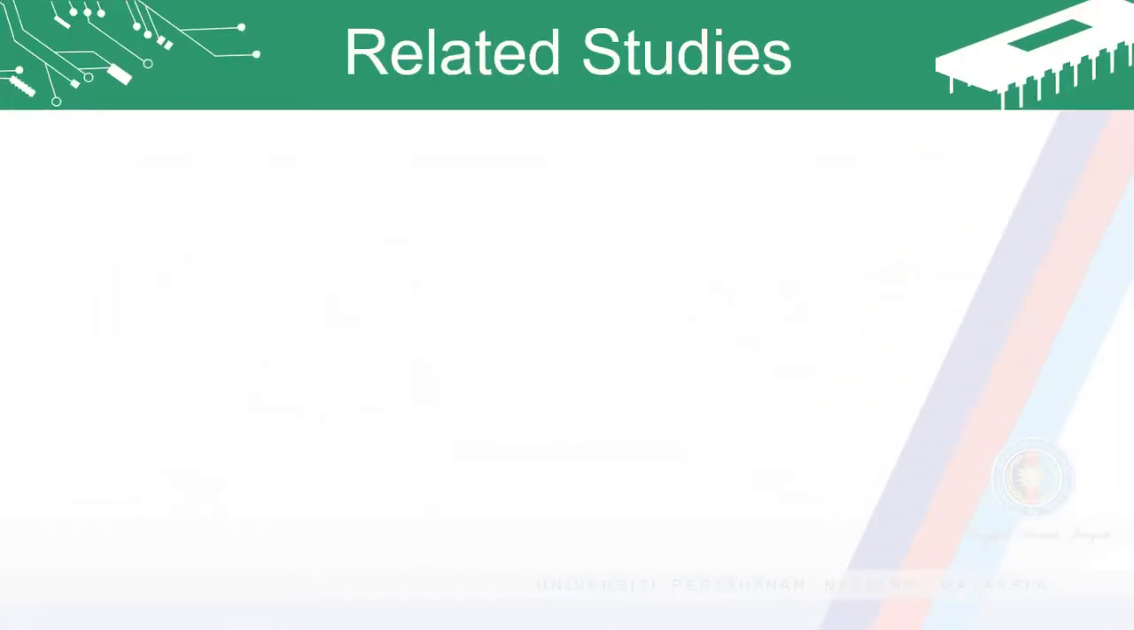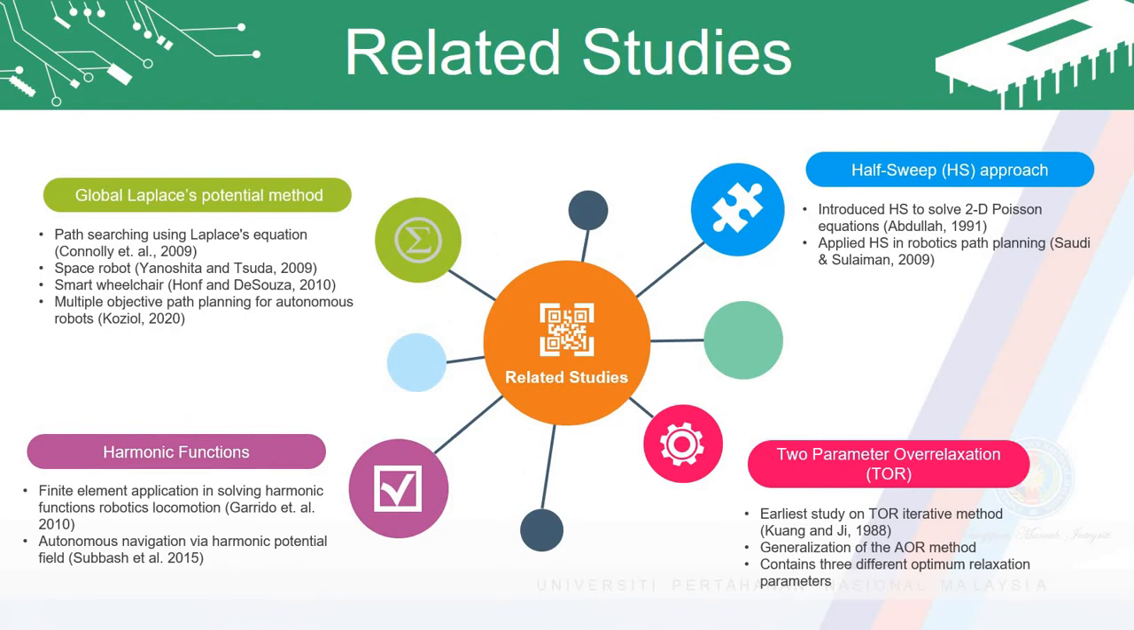In related studies, for these works, we divide into 4 categories, which are global Laplace's potential method, harmonic functions, the half-sweep approach, and the two-parameter of relaxation iterative method. This is some of the works that have been implemented previously based on these 4 categories.